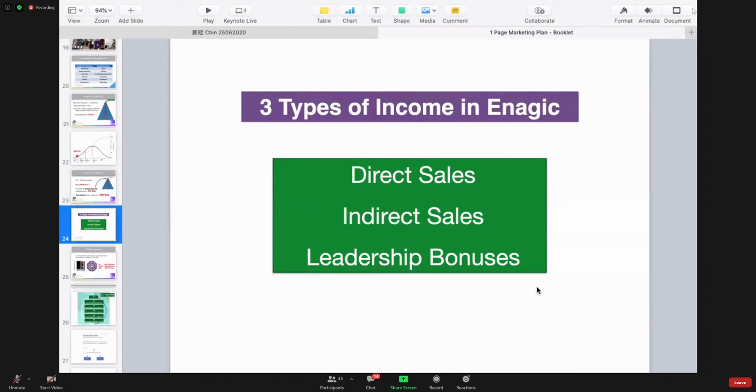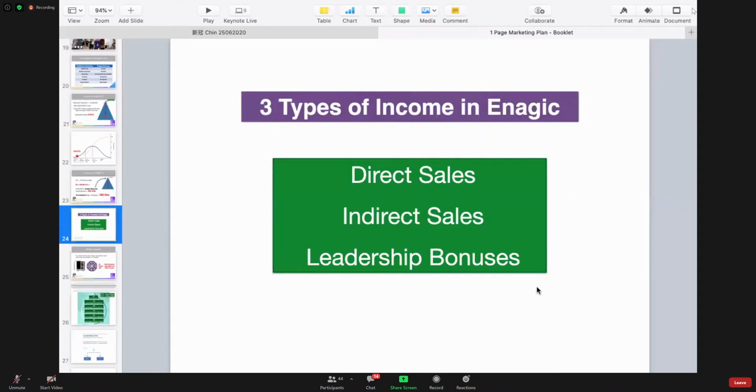So how do you do direct sales and indirect sales? Very simple. Direct sales is when you introduce Kangen water, a good health product, to other friends, then you receive commissions. Indirect sales is when you introduce them not only Kangen water as a health product, but you also introduce them the Kangen water business. That's the potential of them going on to do the business.